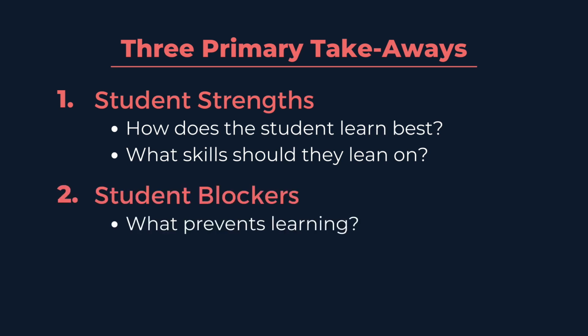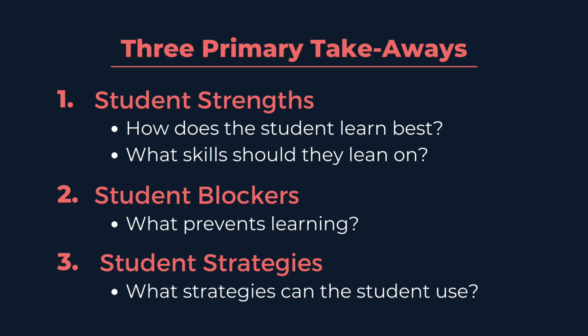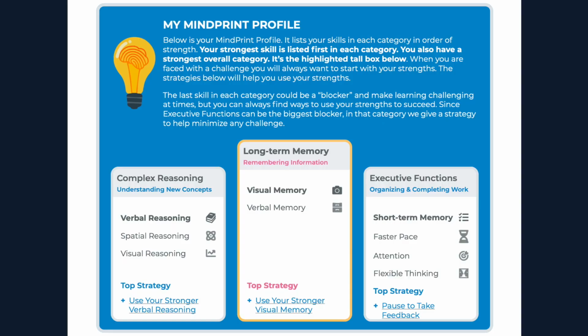What are the things that might prevent learning from occurring? Which leads to the third and most important takeaway, what to do about it. What are the specific strategies the student can use to ensure that weaker skills don't prevent students from achieving their academic goals? On the student learner profile, the student skills are grouped by domain.